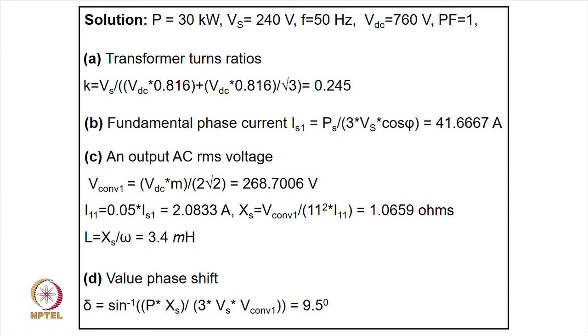The AC output RMS voltage from the converter voltage relation, typically for 3-phase, comes to 268.70 volt. Now we can find out the 11th harmonic, which is 5% of the fundamental. Since we calculated the fundamental current, that comes to 2.88. From this we can do the reactance calculation, which comes to 1.0669, and from this we can calculate the inductance, which comes to 3.4 millihenry.